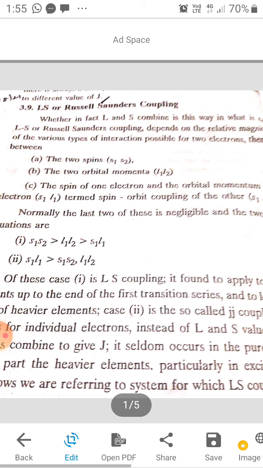This case we have to apply to the highest elements up to the end of the transition series, and it is called JJ coupling, in which the value for individual electrons is used instead of L and S values, because there are more electrons in such type of compounds.